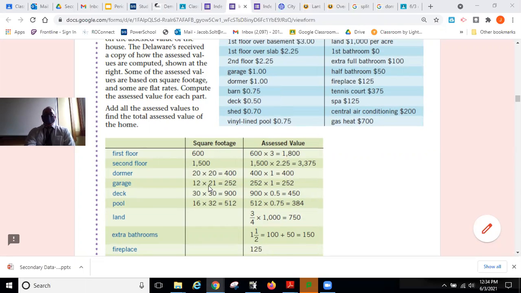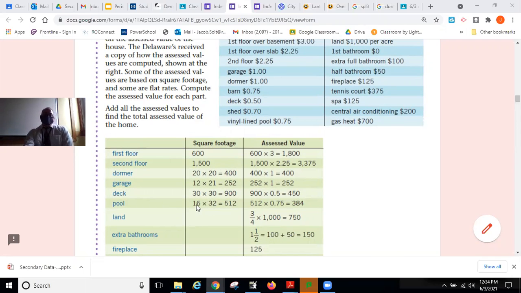The garage is 12 by 21. 12 times 21 is 252. They're getting charged $1 per square foot for garage, so 252 times 1 is 252. Their deck, that beautiful, wonderful deck, which is 30 by 30, that's 900 square foot. 900 square foot being charged 50 cents per square foot is $450 they're getting taxed because they have a deck.